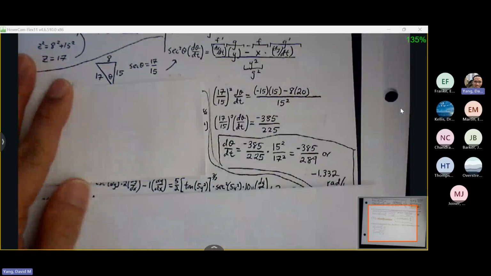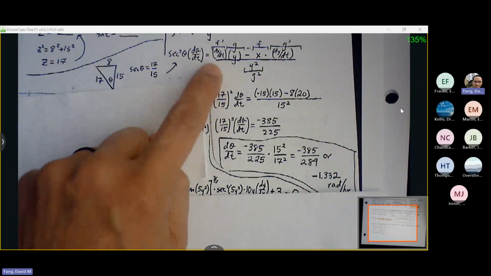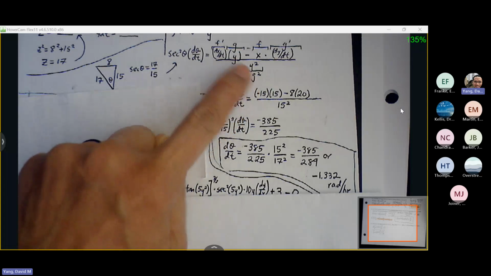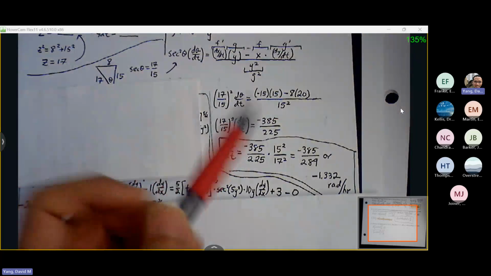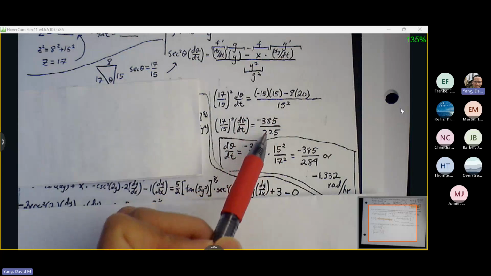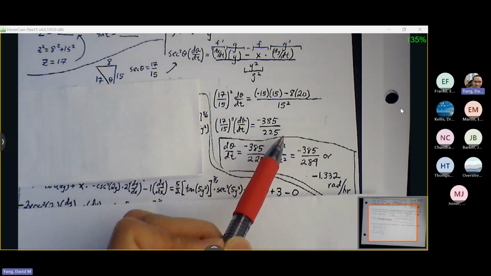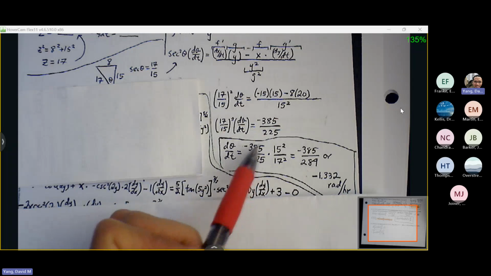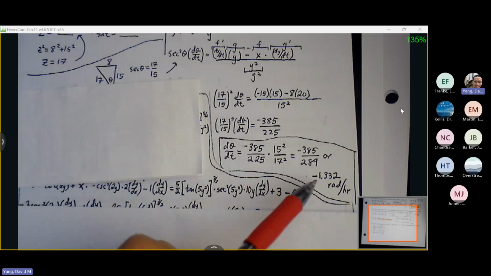Once we replace secant theta with 17/15, that becomes 17/15 squared. dx dt gets replaced with -15, y is 15, x is 8, dy dt is 20, and y is 15, but we do 15 squared. We can plug all this into the calculator. We can isolate d theta dt, so dividing by 17/15 squared is the same thing as multiplying by 15 squared over 17 squared. Put all that in, and we should get negative 1.332 radians per hour.